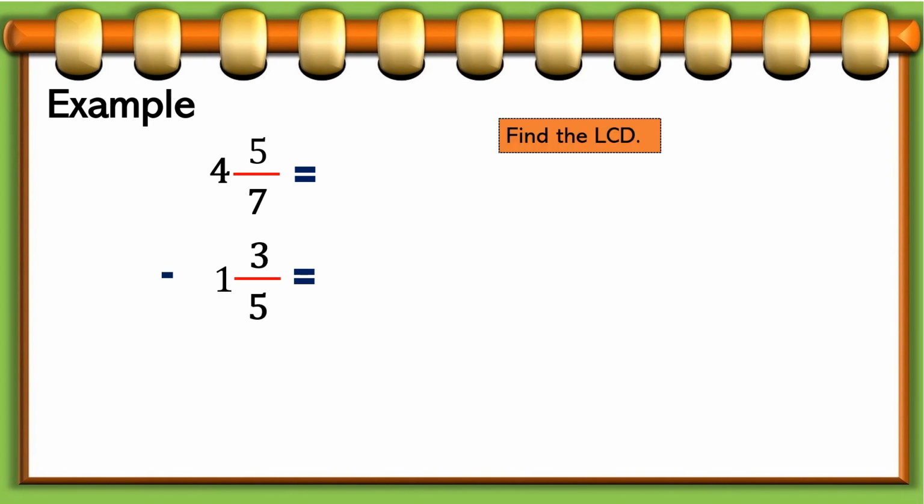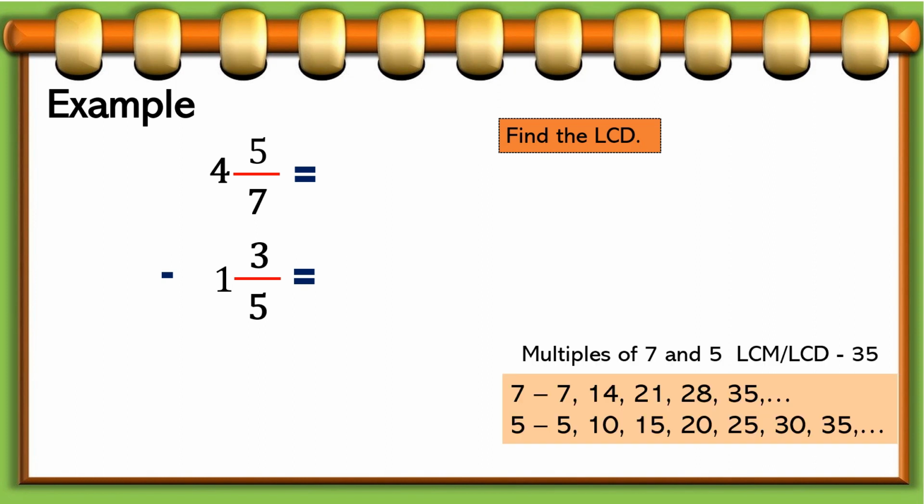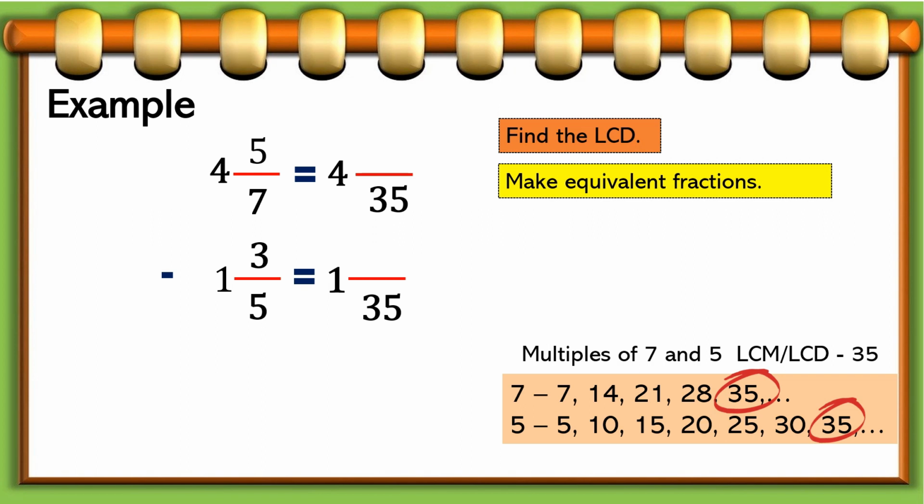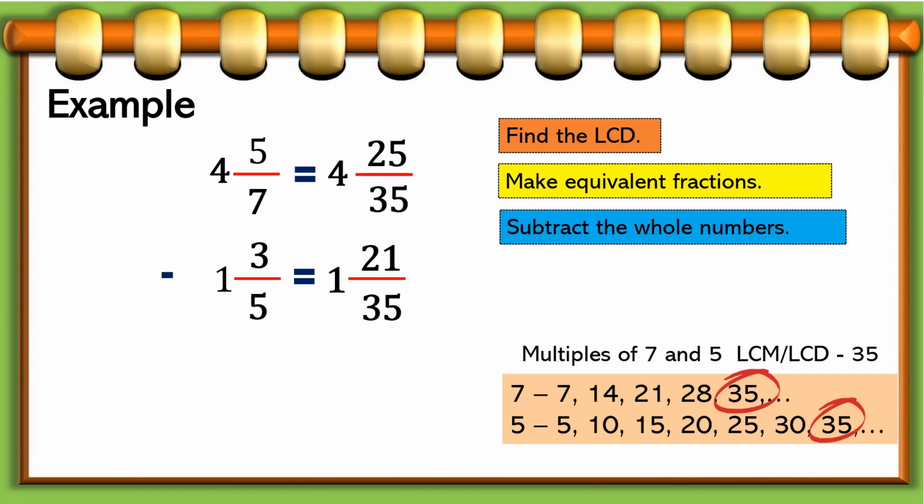Let us have another example. 4 and 5 over 7 minus 1 and 3/5. First, find the least common denominator of 7 and 5. We're going to list the multiples of 7 and 5. We have 35 as the least common denominator or the LCM. Then, we're going to make equivalent fractions. 35 divided by 7 equals 5, times 5 equals 25. 35 divided by 5 equals 7, times 3, we have 21.